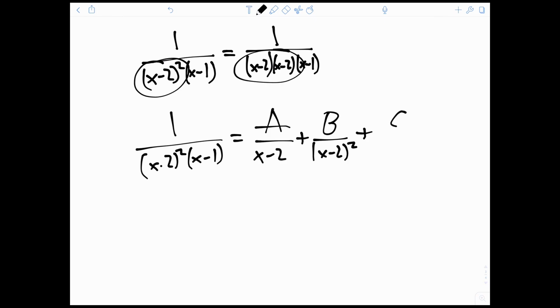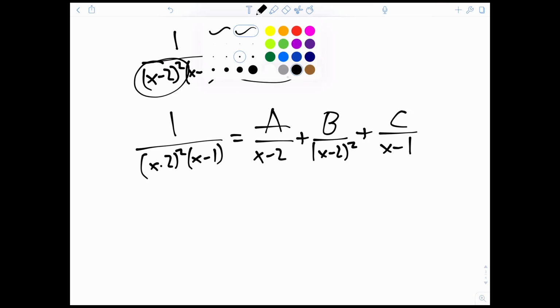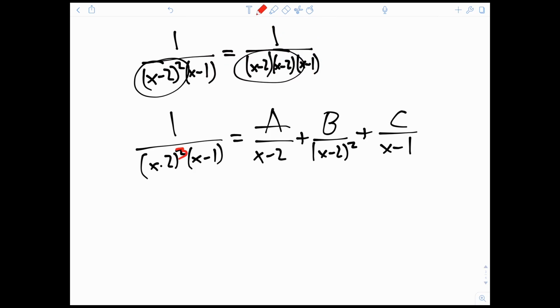instead of x minus 2. And finally, we have c over x minus 1 as we can expect. So for every single repeated term here on the left, we're going to add an extra term to the right. So if this was cubed, we would have to add a fourth term in this case.